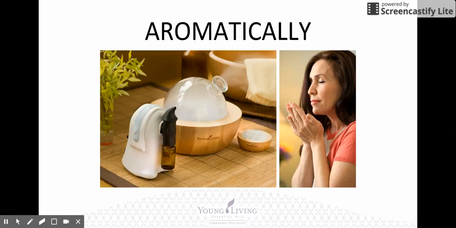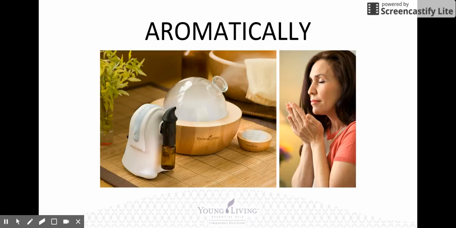I use my favorite aromatics. I love the scent of Stress Away, just because it smells so warm and cozy, and it's one that is easy for me to use. And Stress Away is really easy to use.